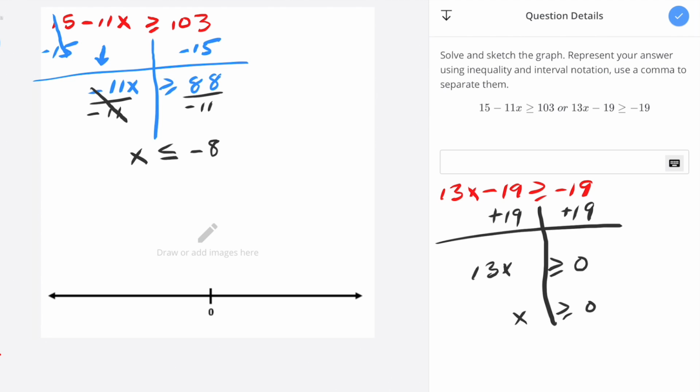All right, let's graph those two inequalities. The negative 8 is to the left of the 0, and that's a closed circle. X is less than or equal to negative 8, so you shade to the left of the number line. And we also have a 0 right here. Closed circle. X is bigger or equal to 0, so you shade to the right of the number line.